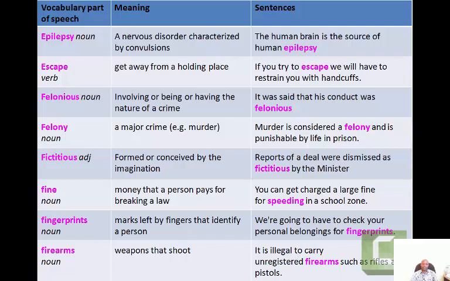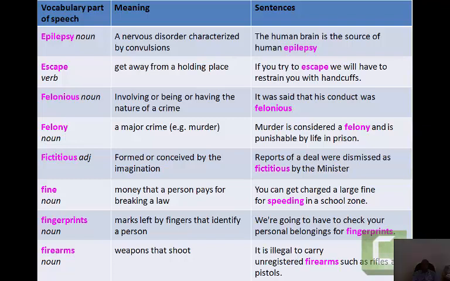Felonious, adjective. This is used to refer to something involving or having the nature of a crime. Example, it was said that his conduct was felonious. Felony, noun. This means a major crime. Example, murder is considered a felony and is punishable by life in prison.